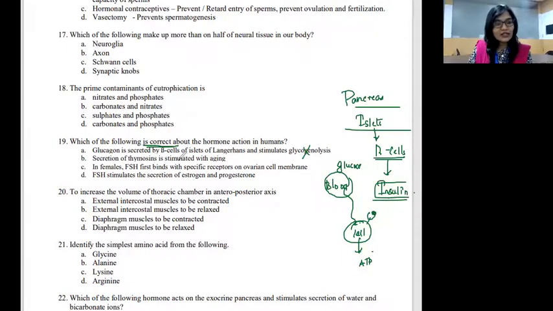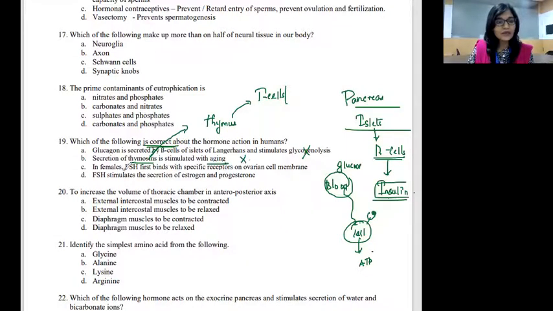Secretion of thymosin is stimulated with aging. No, it's not the case. What's the role of thymosin? Thymosins are related with the thymus, so thymosins are actually produced from the thymus. And what are they going to do? When thymosin is produced, then T cells are produced. Yes, but it does not get stimulated with aging. It's not the correct statement, so we cannot choose this option.